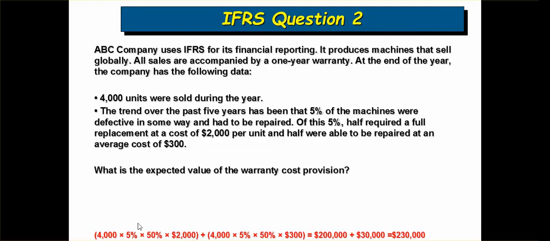Well, you can see here the first section, right? The 4,000 units at 5%, and half of them, that's why we multiply it by 50%, are going to need a full replacement cost of $2,000. So 4,000 times basically 2.5%, right? Because half of 5% is 2.5%, times the $2,000 cost. It's going to give us the $200,000. The other half, the other 2.5%, it's going to be $300. So that's going to give us 30,000. So 200,000 plus 30,000 equals 230,000.